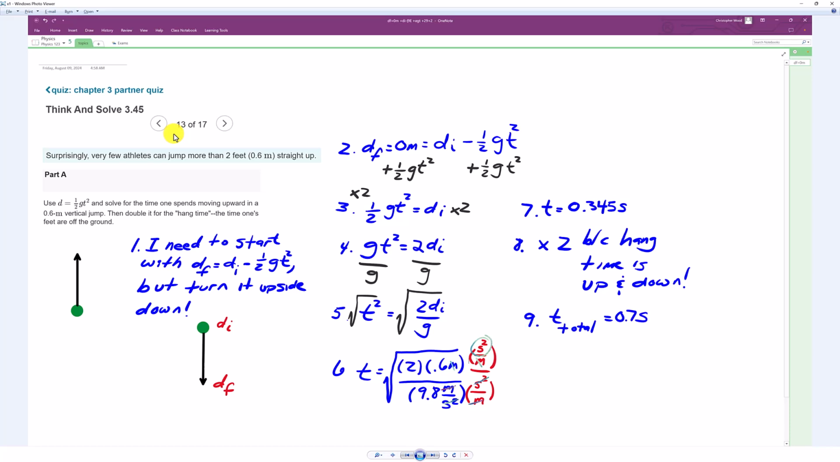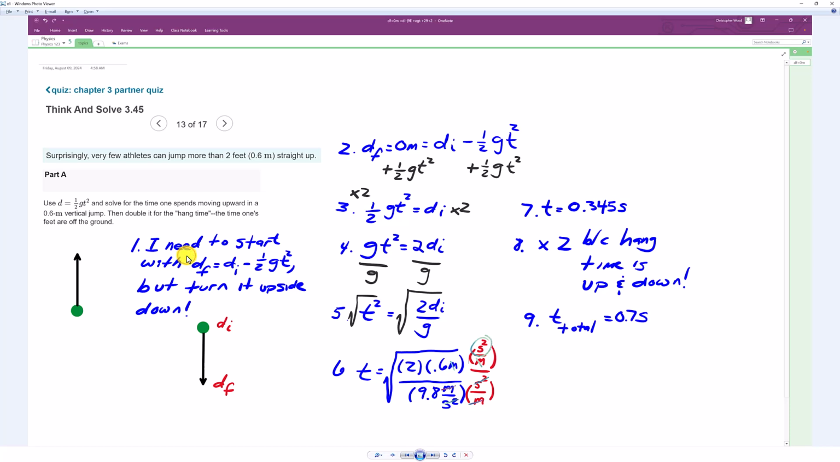Problem 13 of 17, which is 3.45. Surprisingly, very few athletes can jump more than 0.6 meters straight up. I need to figure out the hang time for this athlete. The hang time is the amount of time it takes to travel upward plus the amount of time it takes to travel downward. I'm going to stay true to my green sheets.